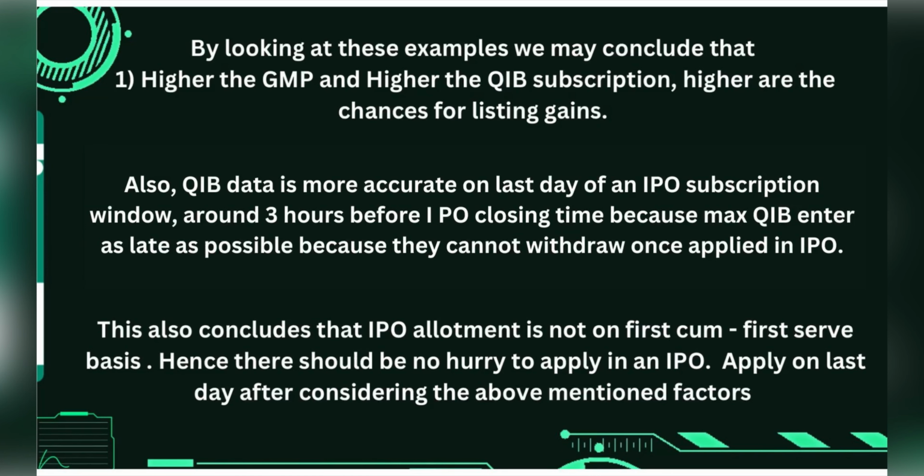After analyzing these examples, one can infer that the higher the GMP and QIB subscription, the greater the likelihood of listing gains. Furthermore, QIB data is most reliable on the final day of an IPO subscription window, typically around 3 hours before the IPO closes, as many QIBs submit their applications at the last moment and cannot withdraw once applied. This also suggests that IPO allotment is not based on a first-come first-served basis. Therefore, there is no need to rush to apply for an IPO. It is advisable to apply on the last day, taking into account the aforementioned factors.